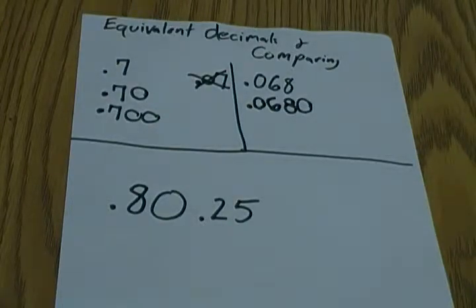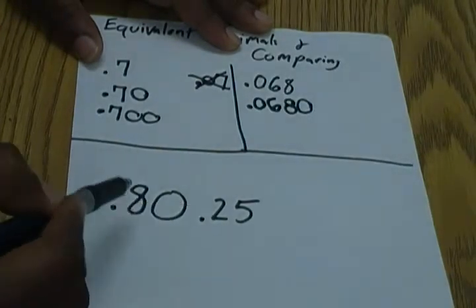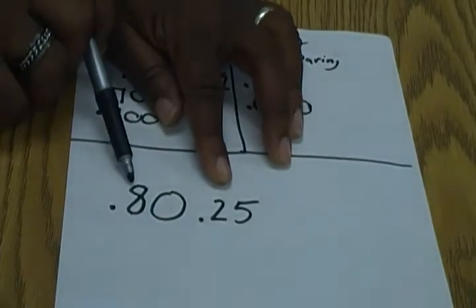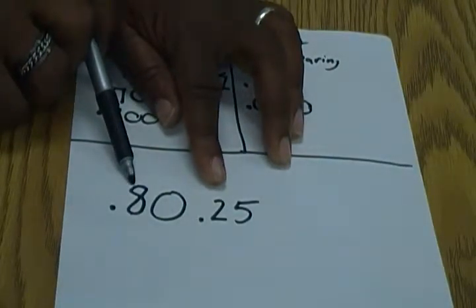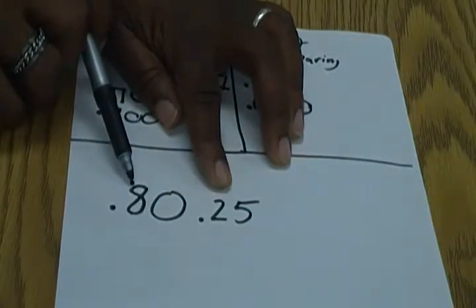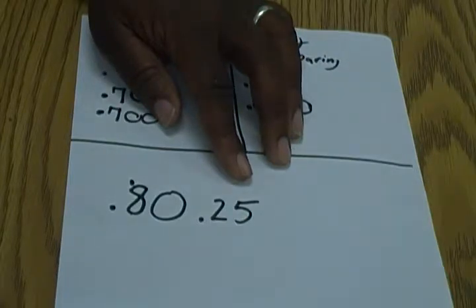We have to look at it two ways, and I'll tell them these two ways. First, we want to look at our decimal places. So I'm going to start off with my tenths place. I see 8 tenths and I see 2 tenths. 8 tenths is bigger than 2 tenths, so therefore 8 tenths is bigger than 25 hundredths.